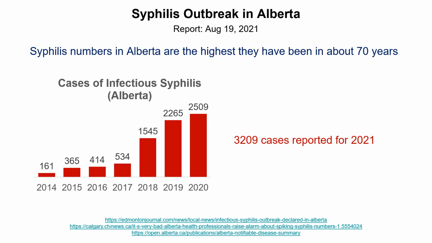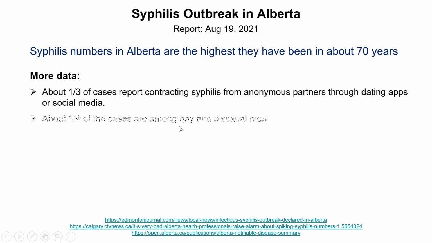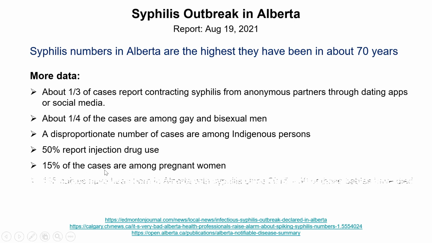I'll show you some other information that they had in this report. So it says here about 1/3 of cases were from anonymous partners through dating apps, right? So maybe this is a cultural thing. There's probably some studies behind that. 1/4 of cases among gay and bisexual men. Okay, so this is important information, right? Disproportionate number of cases among Indigenous persons. Okay, again, you've got some information here that may give some information around what the public health response might look like. 50% report injection drug use, 15% amongst pregnant women.